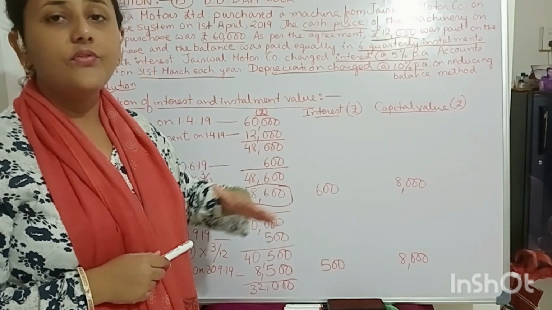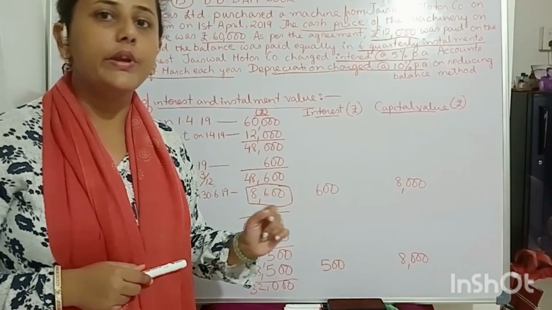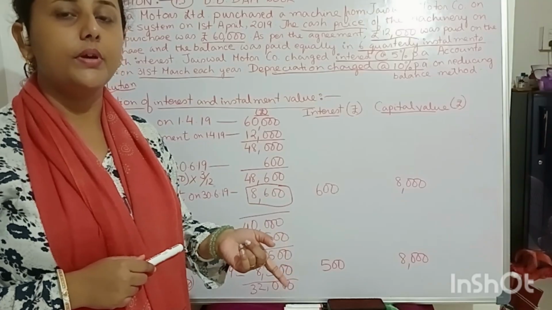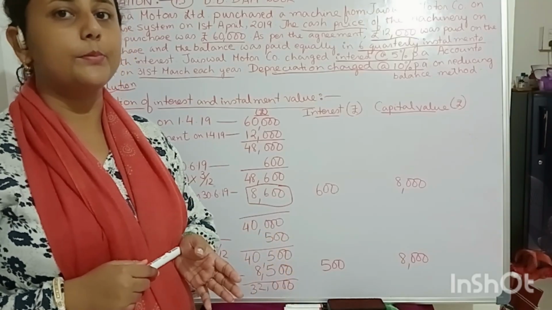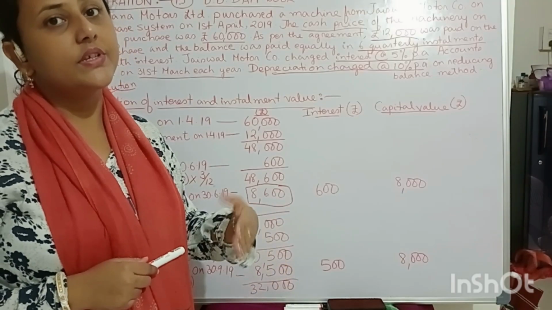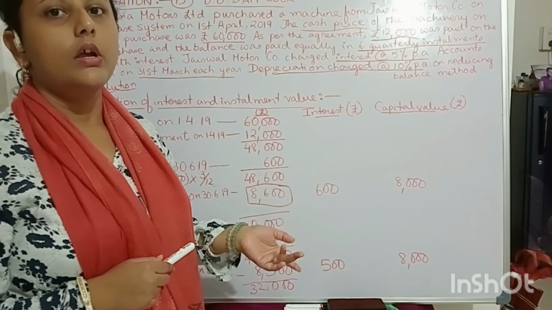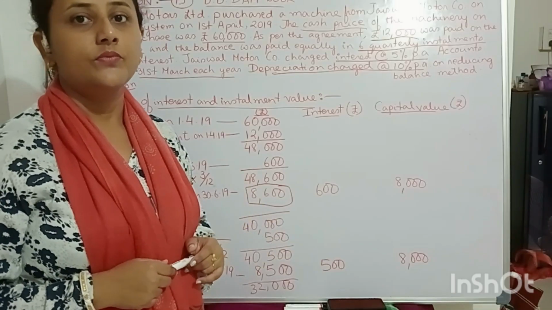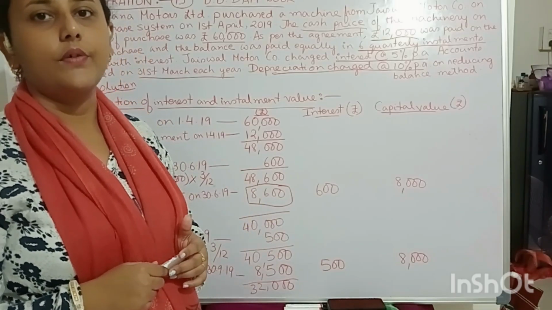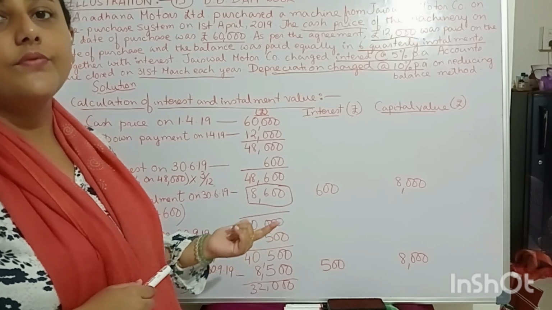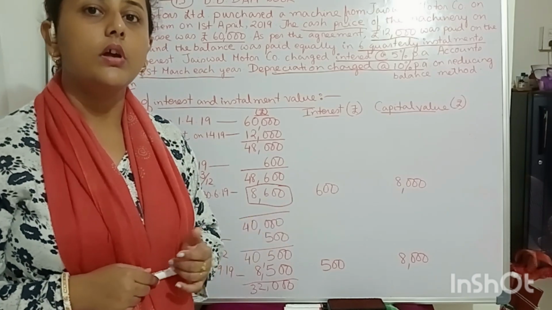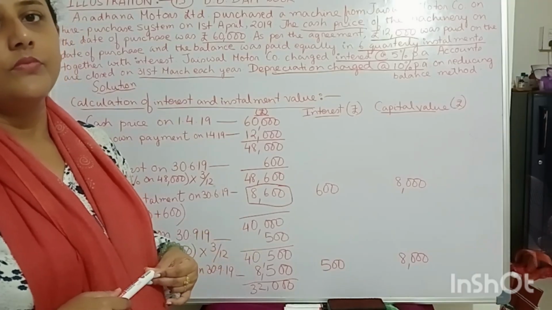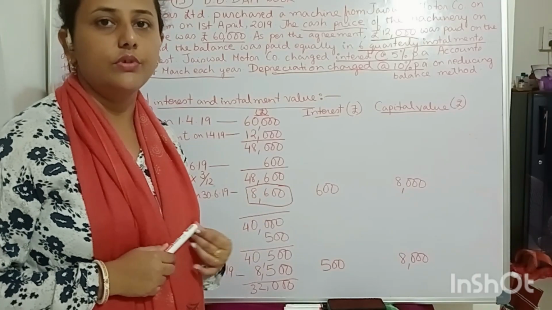Then again for the next year, for the whole year, because next year the quarterly payment of installments will end by September. But depreciation will be charged for the whole year. That is 10% on 54,000 for 1 year. It will be 5,400. Then you have to deduct 5,400 from 54,000 to get the value of the machinery. So this is how depreciation is calculated.